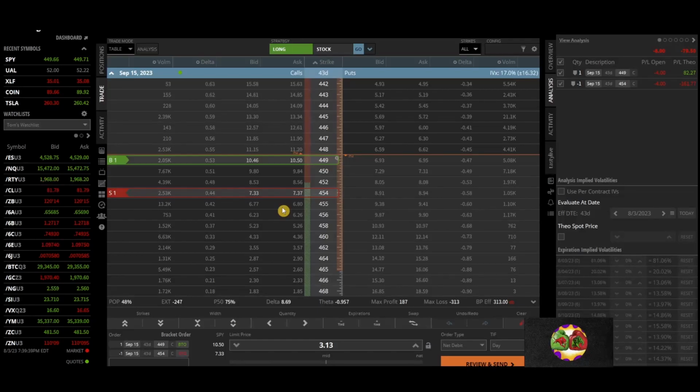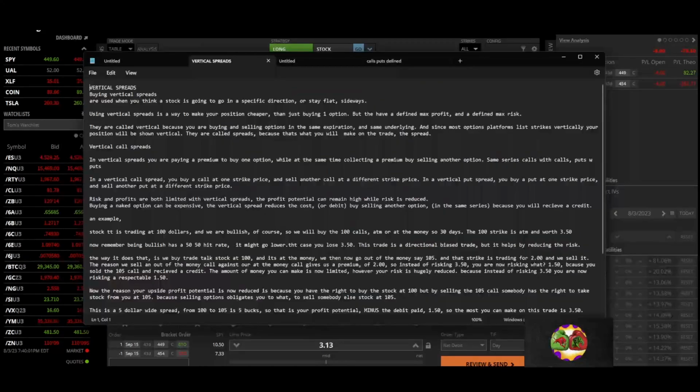Why do we use vertical spreads? I'll tell you why. A vertical spread, you can buy a call at one strike and sell another call at a different strike. Or you can do it with puts too, but let's stick with calls. Buying vertical spreads is a long option strategy. It is used when a stock is going in a specific direction or stays flat to sideways. Using vertical spreads is a way to make your position cheaper than just buying the option.